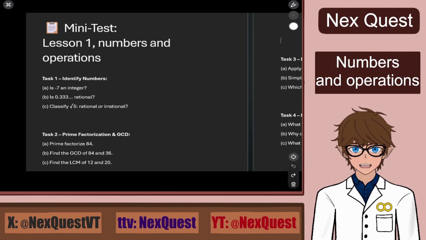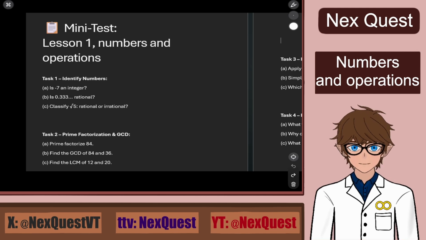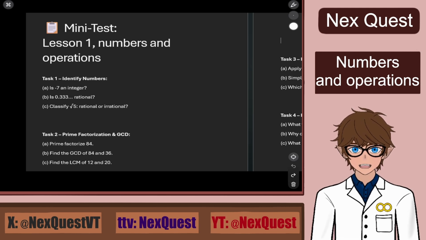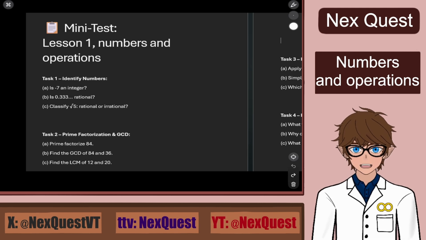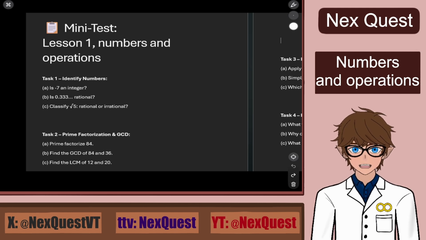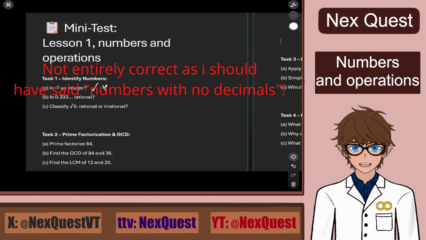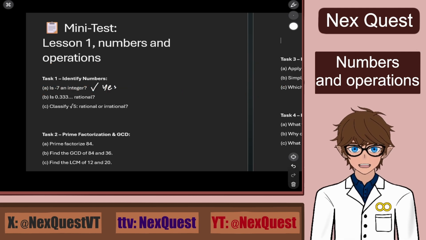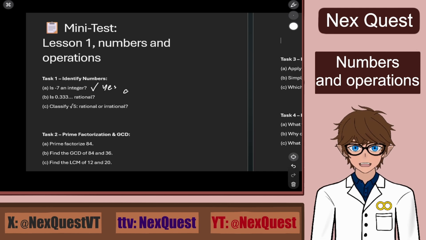For task 1, we had to identify numbers, and our first part of that task was, is -7 an integer? So, what did we learn they are? Integers are a set of numbers that include positive numbers, negative numbers, and zero. However, they don't include fractions. -7 is a negative whole number and is not a fraction, which means it's an integer. We can take that off and say yes, it's an integer.